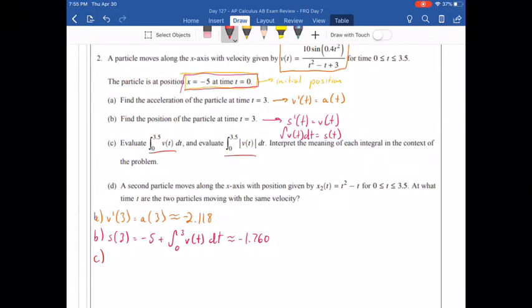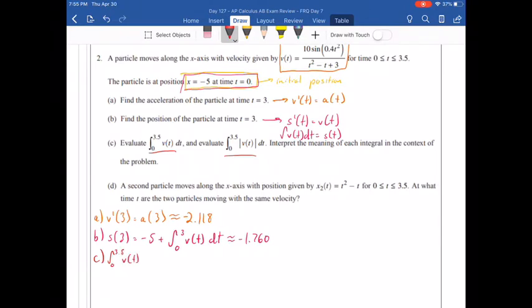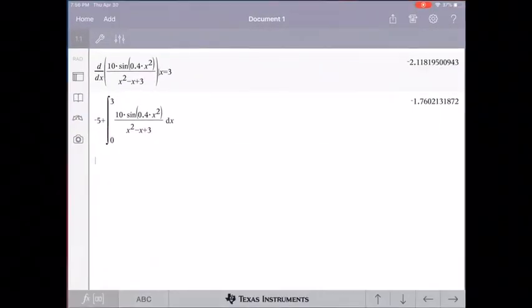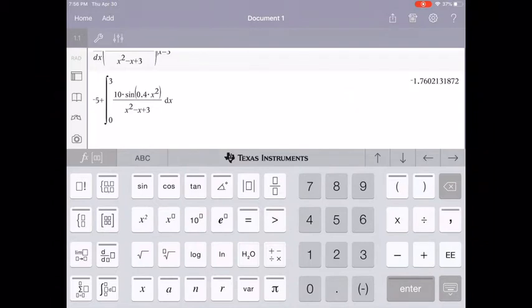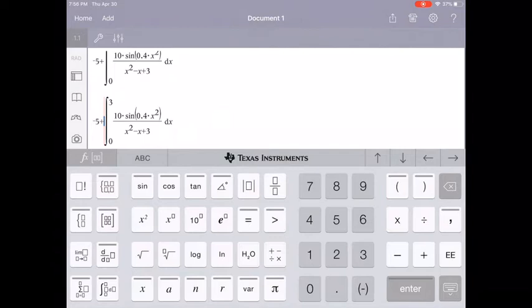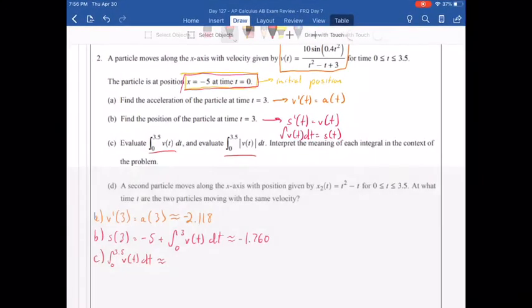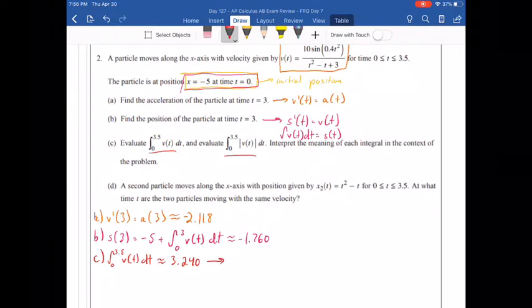Let's evaluate these. So the integral from 0 to 3.5 of v of t dt. What does that equal? Let's get back to here. We already have it in our calculator. Let's just copy that, paste that. Just have to delete the negative 5 part. So it looks like that was 3.240 if we round to 3 decimal places. So what does this represent? Let's do the interpretation part.